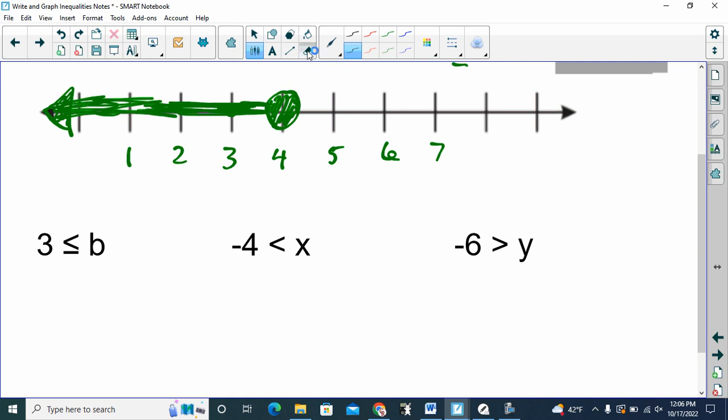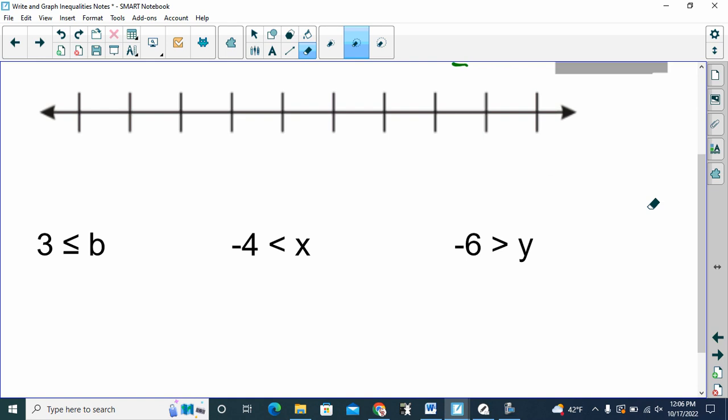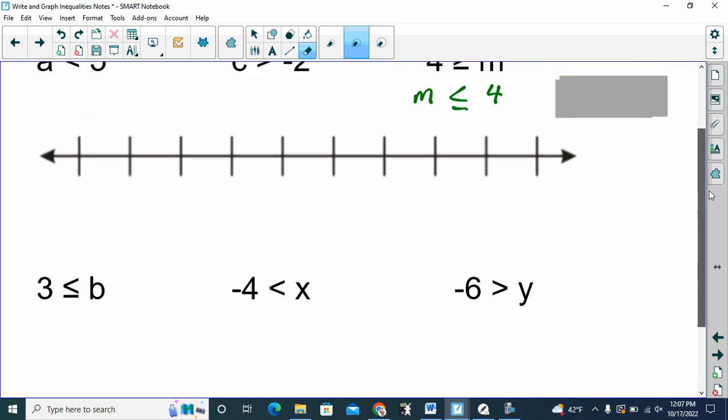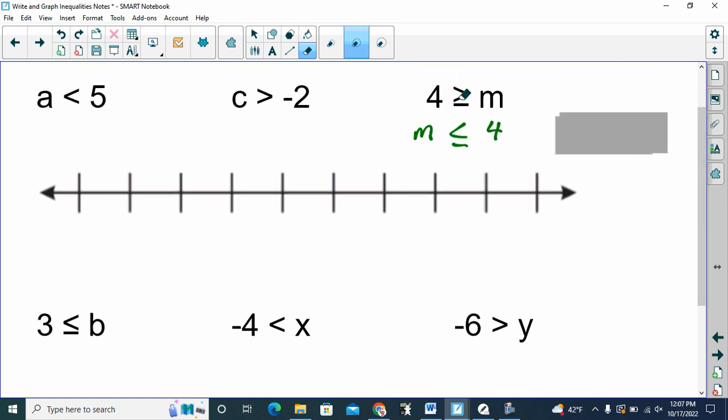I want you to try these 3. You get each of these 3. 3 is less than or equal to b. -4 is less than x. And y is greater, -6 is greater than y. So again, pause the video, you try each of those. Once you have them, you can push play and see the solutions.